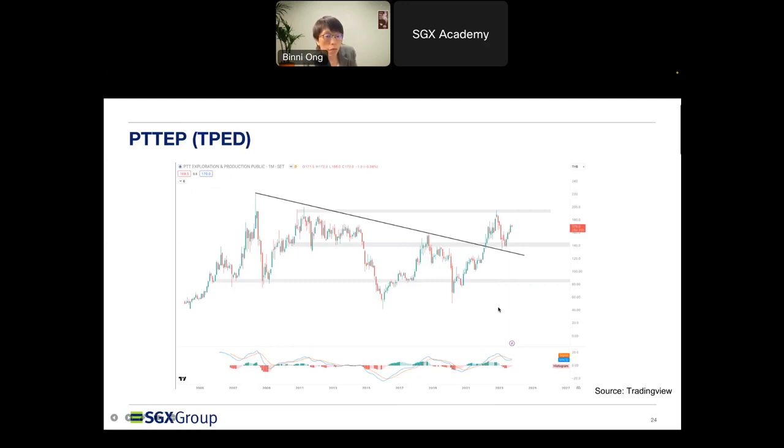So here we go. This is the chart of PTTEP, and it is looking quite different from what you saw for AOT or CPR. A few things to take note of. For the past 10 years, because this is from 2009 all the way to here, it's actually more than 10 years, 13 years, the stock has been in a flat consolidation. You see that? This is the consolidation.